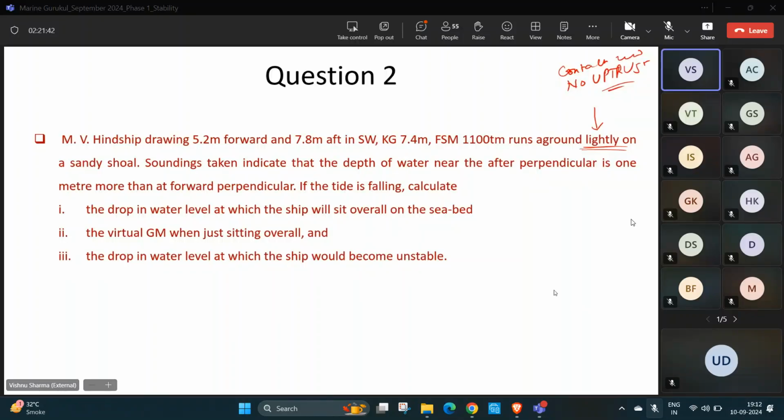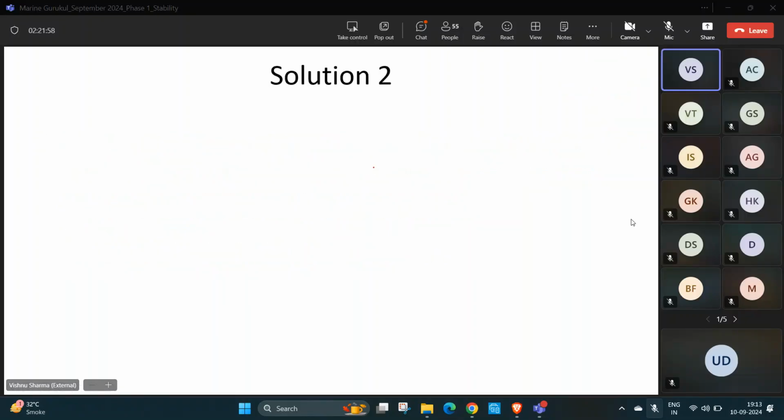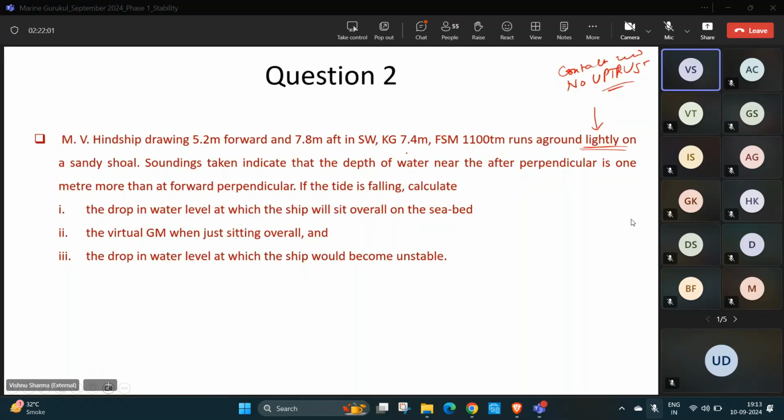On a sandy shore, soundings taken indicate that the depth of the water near the after perpendicular is 1 meter more than at the forward perpendicular. This means the seabed is not horizontal, because the depth of the water at the two ends is not the same. If the tide is falling, calculate the drop in water level at which the ship will sit overall on the seabed.